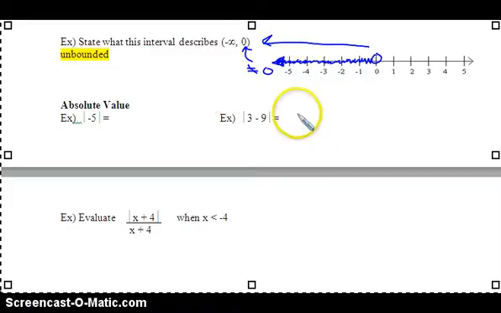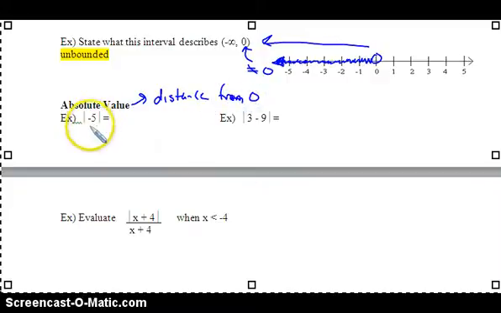Alright, let's deal with absolute value. Remember that when you're dealing with absolute value, it's just a distance from 0. So if we were to put this on a number line, we basically want to know how far negative 5 is from 0. Well, if you take the time to graph that, here's 0. Here's negative 5. What is this distance? Well, this distance would have to be equal to 5.